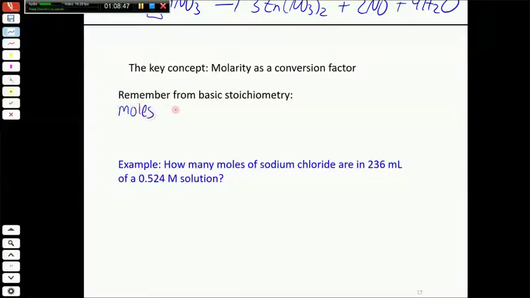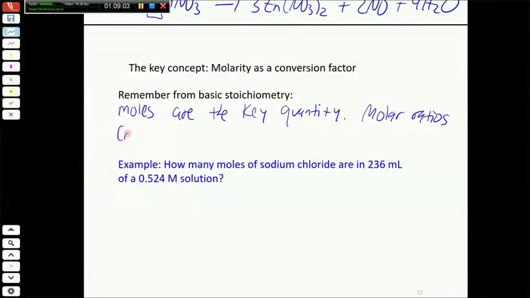Okay? So whenever we're doing stoichiometry, our first goal is always to convert into moles. So moles are the key quantity of whatever reaction or product we're interested in. And then once we have moles of one species, we can use molar ratios to convert moles of one thing into moles of another.